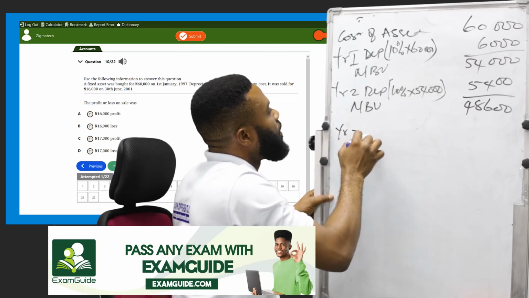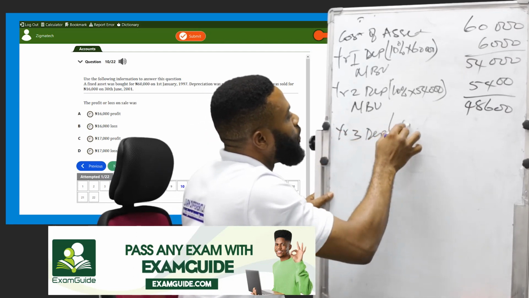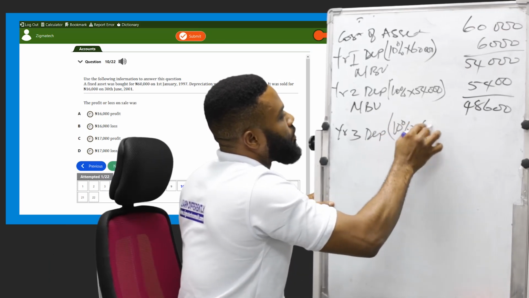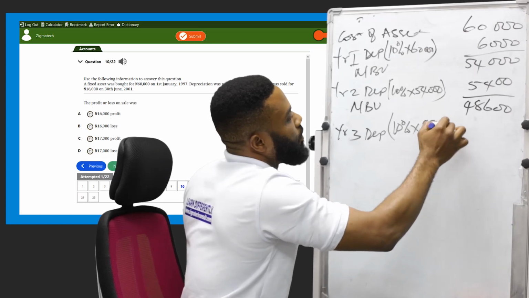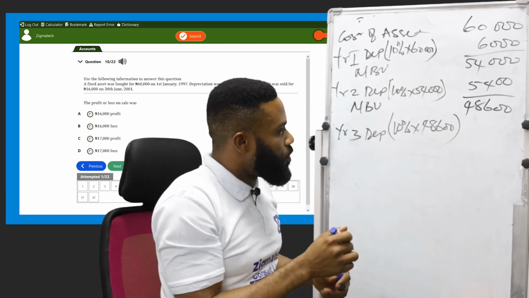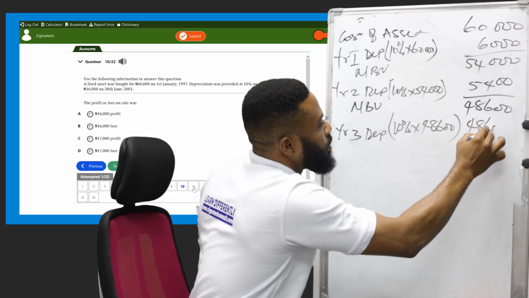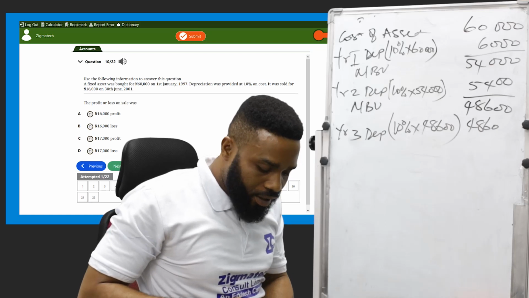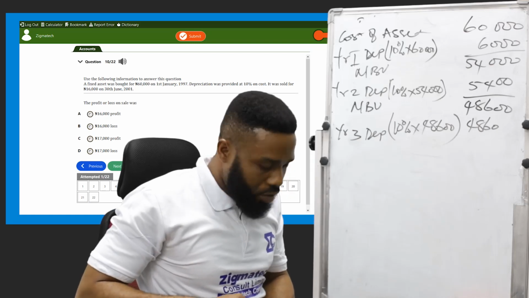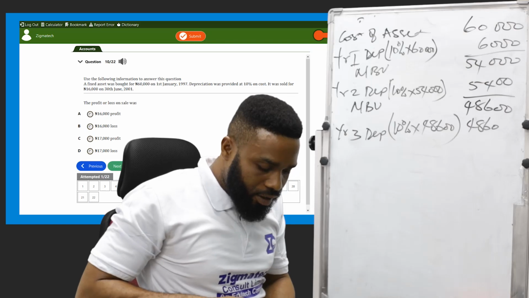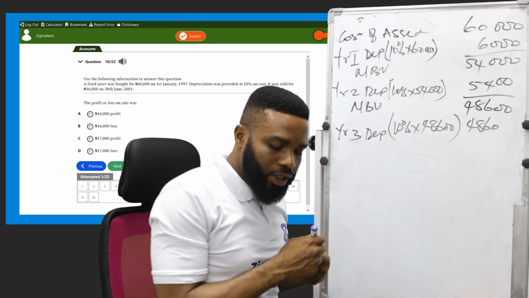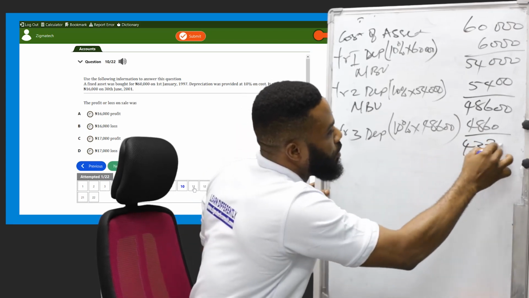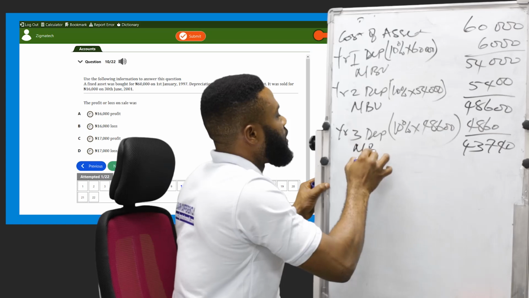And then for year 3, you have depreciation of 10% times 48,600. That will give you 4,860. When you subtract 4,860 from 48,600, you have 43,740. This is your net book value.